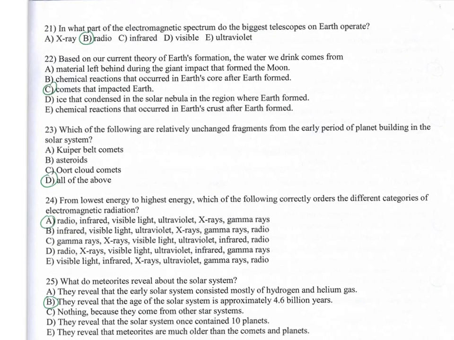Question 21. We talked about telescopes, and we said actually when you're dealing with radio astronomy, you need to have very large telescopes. So that's the best answer there, B for 21. Or use interferometry or both. Question 22, based on our current theory of Earth's overall formation, our drinking water, C, came from comets.